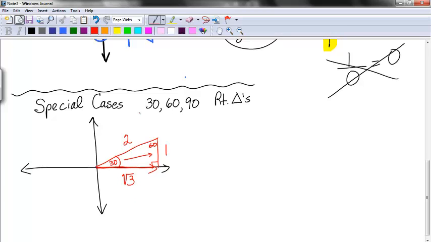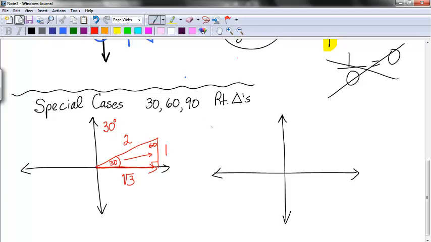So this is the picture for the 30 degree angle. The opposite side would be 1, the adjacent side would be radical 3, and the hypotenuse would be 2. And then you write down all 6 trig functions and fill in. We're going to go through all 4 quadrants.